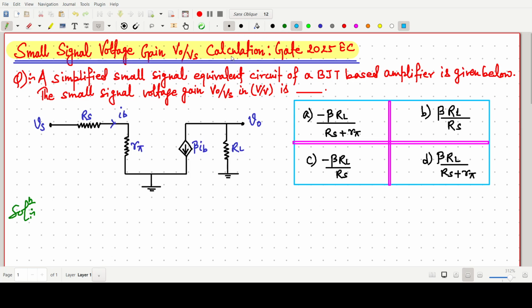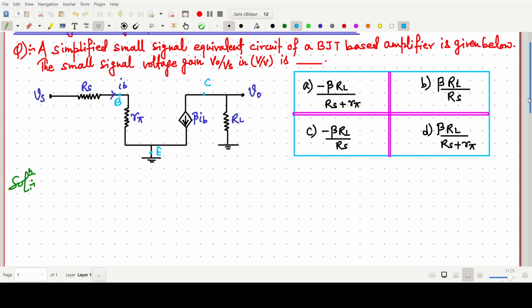So this one is our base side. This one is the emitter part, and this one is our collector. Okay, so this is the circuitry given. We have to find V naught by Vs. So this is a very simple problem.